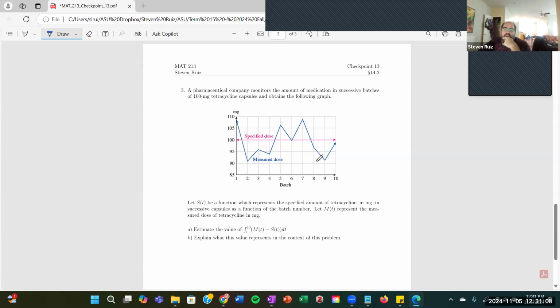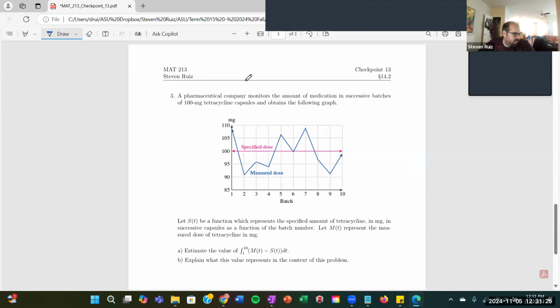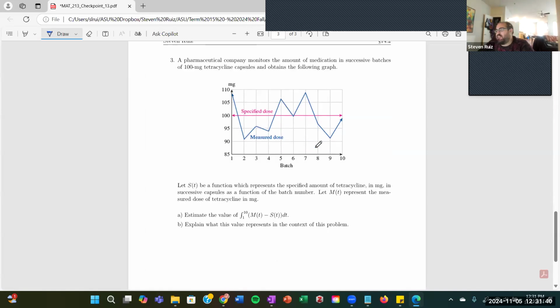So that's what those two functions represent. Basically, S is the pink line, the constant line, and then M is the jagged series of line segments all joined together. So the first thing I have to do is estimate the value of this integral. What does that integral mean, first of all? The integral of M of t minus S of t dt. Basically what I'm asking here is kind of the opposite direction from the last two questions. What I'm asking you to do here is to find the area between these two functions.